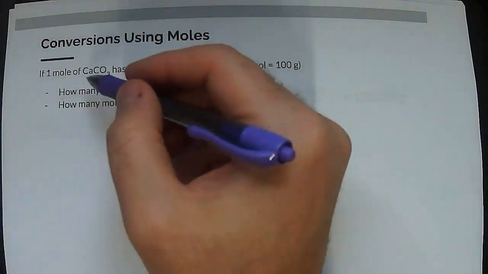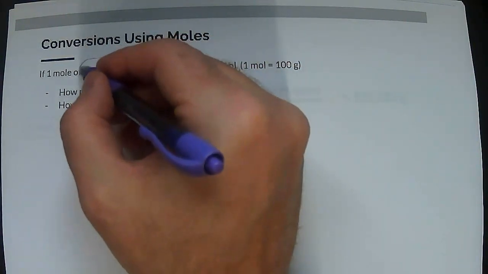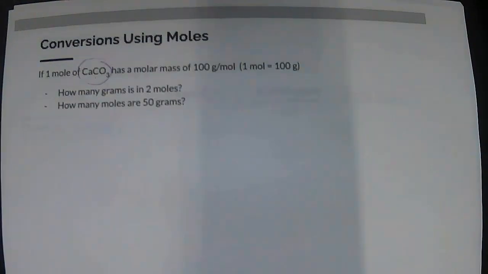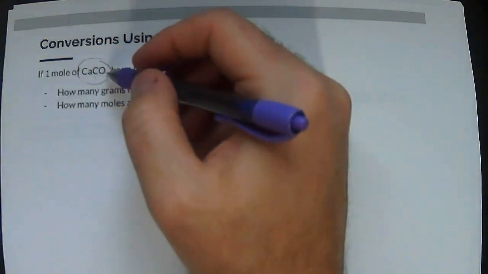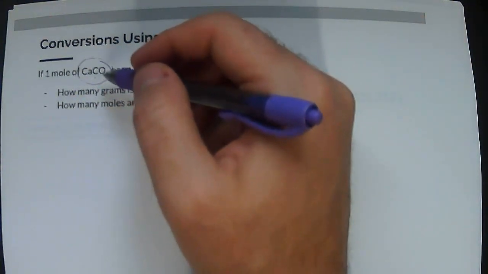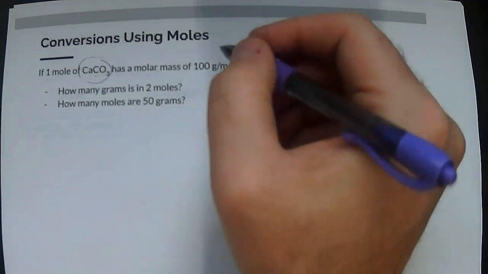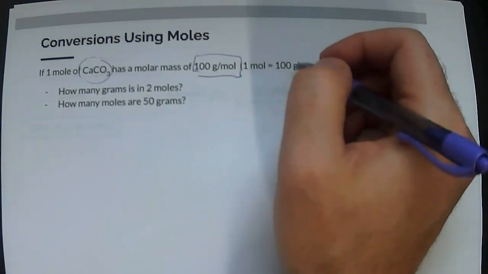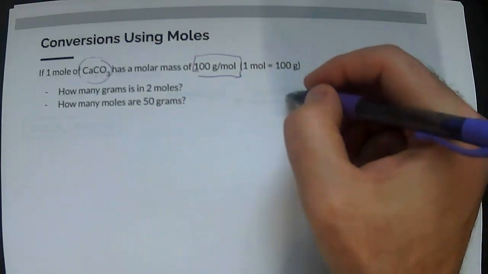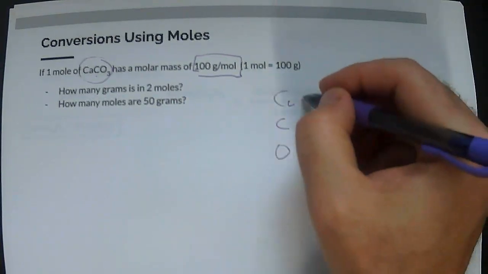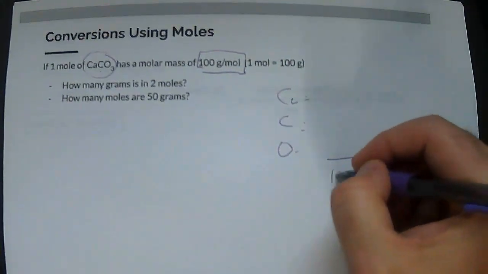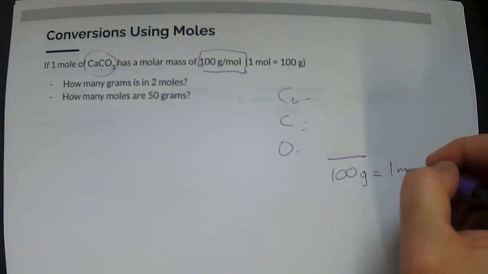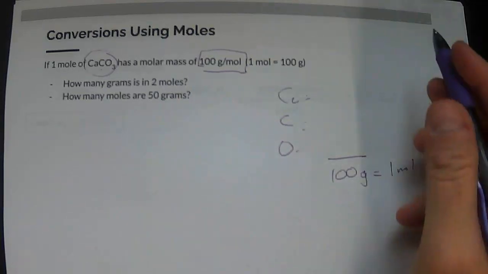Okay, so if we have 1 mole of calcium carbonate, which, just to let you know, is like in chalk, and let's say this has a molar mass of 100 grams per mole. So we did the calculation. We did Ca, C, and O, and we went through the whole thing, and we got 100 grams equals 1 mole. Okay, that's what we're saying.